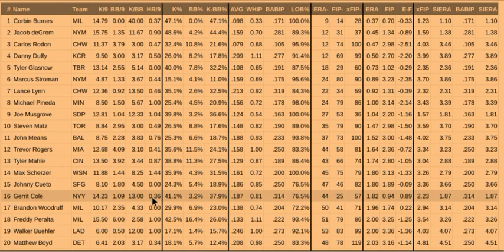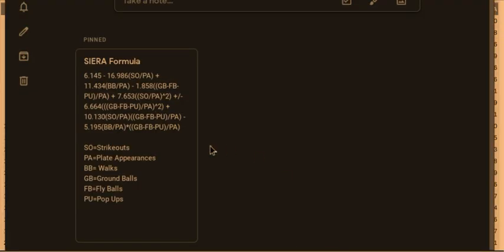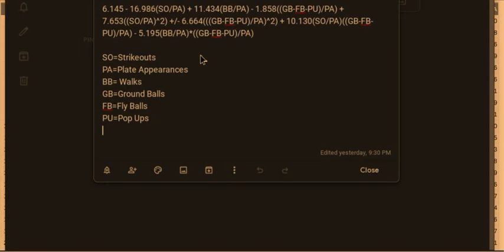A strikeout and a ground out, they're both still outs, and SIERA does weigh strikeouts more because, after all, striking out batters means there's no chance the batter will reach base. Plus, good strikeout pitchers like these guys usually don't allow hitters to make solid contact, so SIERA calculates all this into one number. It's pretty amazing. The formula is insane. I wouldn't know how to calculate it on my own, but take a look at this. This is SIERA's formula right here.